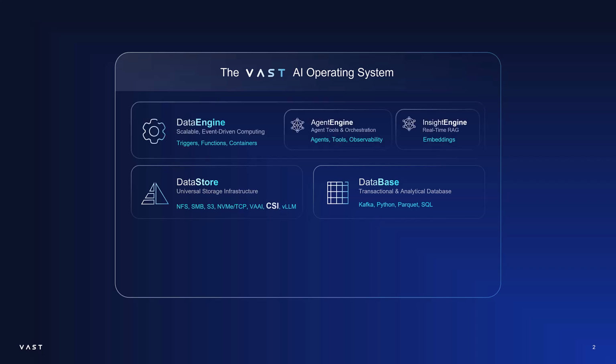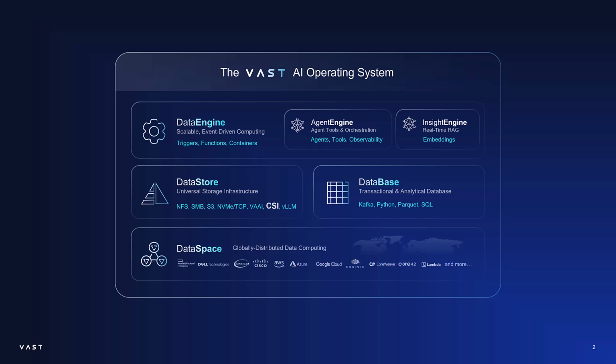It is also providing you the Vast data engine, which is itself divided into the Vast agent engine, which provides you the ability to run agentic AI directly on the underlying data platform itself. The insight engine, which lets you run real-time RAG and embedding microservices on the platform itself. And lastly, it's also providing you the Vast data space, which really gives you globally distributed data computing that you can spread your data across on-premises and off-premises, etc.